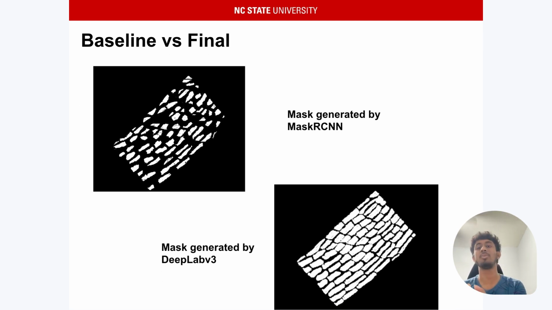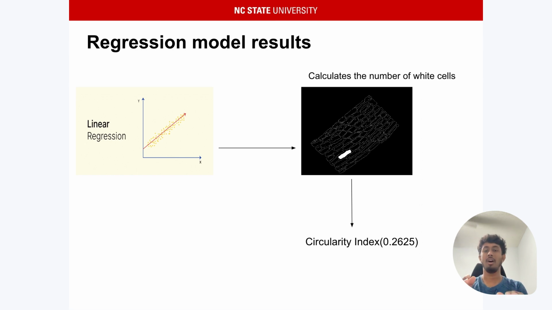And after that, we built one linear regression model, which helped us to map the number of white pixels that we have to the circularity index, so that for each and every cell we will be mapping its number of pixels to its corresponding circularity index. So that if given a new image, we will be segmenting each and every cell from that image, calculating the number of pixels in it, and predicting the circularity index, right? So that's how our pipeline works.